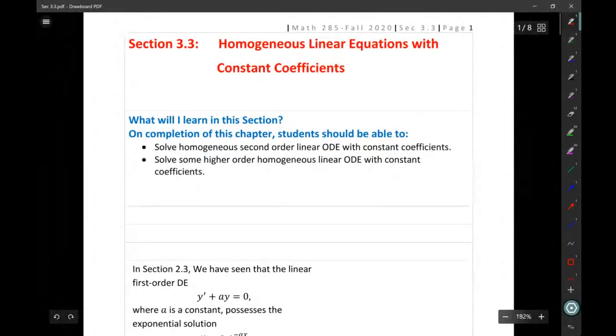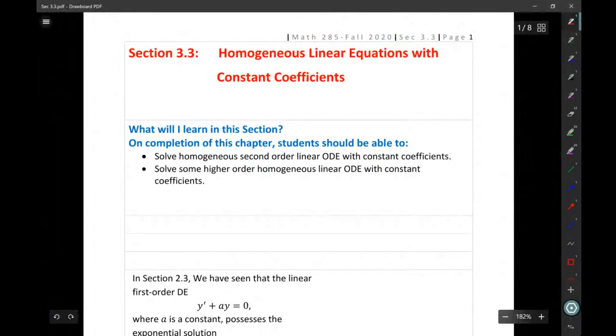Now we will go to the main sections, starting from section 3.3 until the end of this chapter. We will discuss different types of differential equations, and we will see how we can solve them. Now in this section, we will learn how to solve the homogeneous linear equation with constant coefficient.